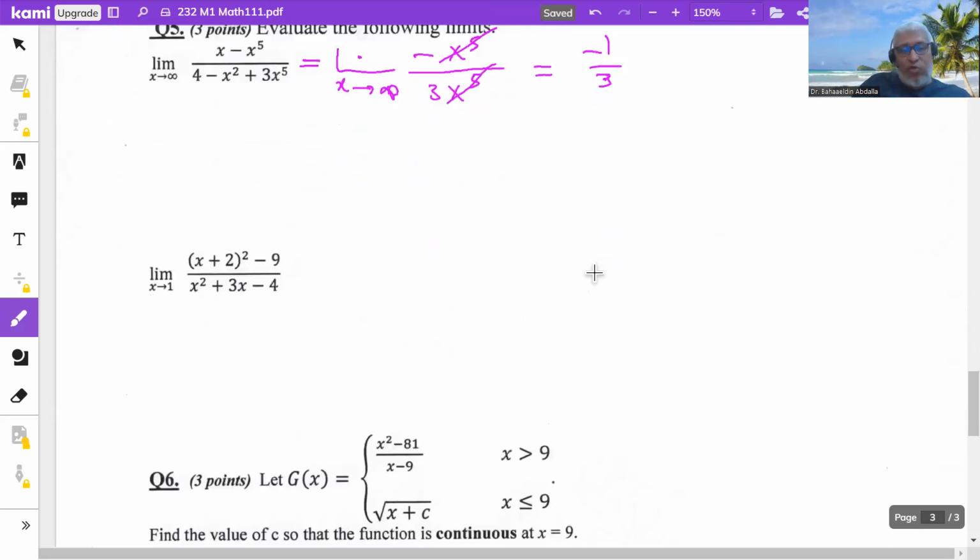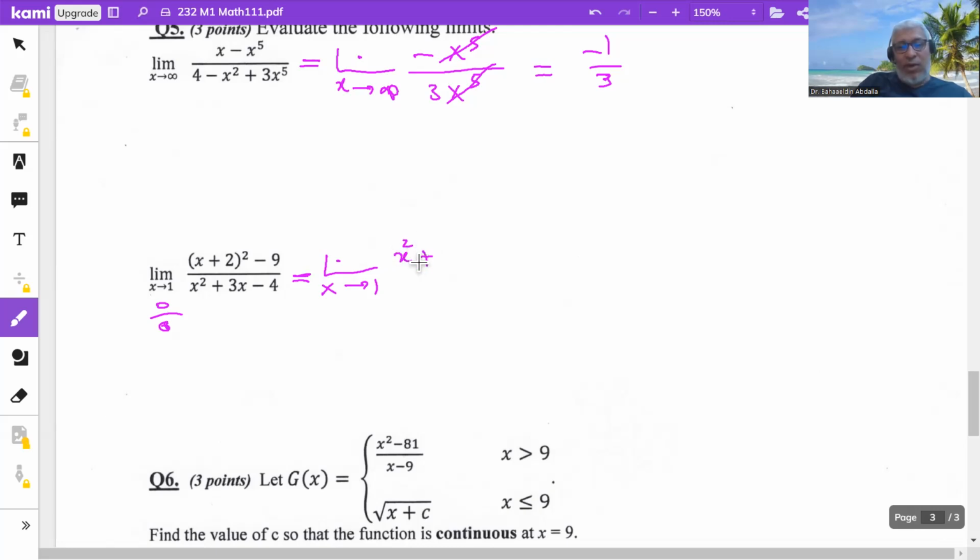Now, when x approaches 1, we first start by replacing x by 1. If we replace x by 1, we will have 9 minus 9, that's 0, and 1 plus 3 is 4 minus 4, that's 0. When we have 0 over 0, this means that the limit may exist, but we need to either factor or multiply by the conjugate. Well, we don't have a root here to multiply by the conjugate, so we can factor the numerator. Either you factor or you expand x plus 2 squared. So let us expand x plus 2 squared.